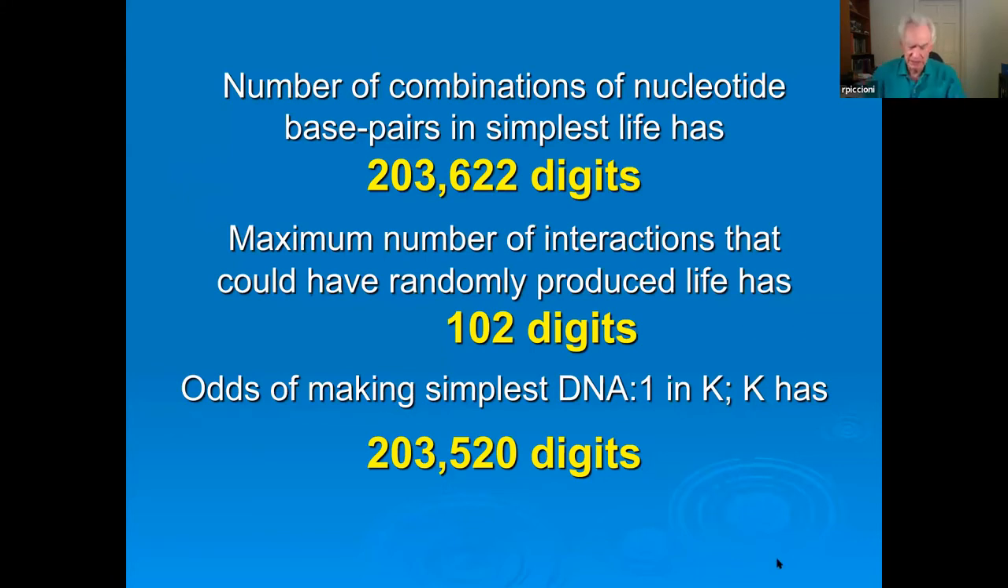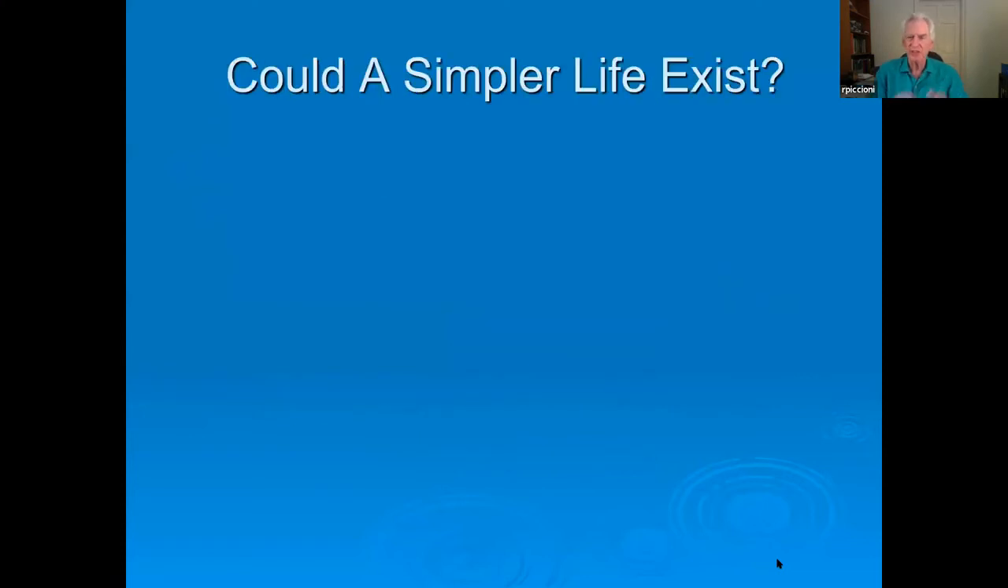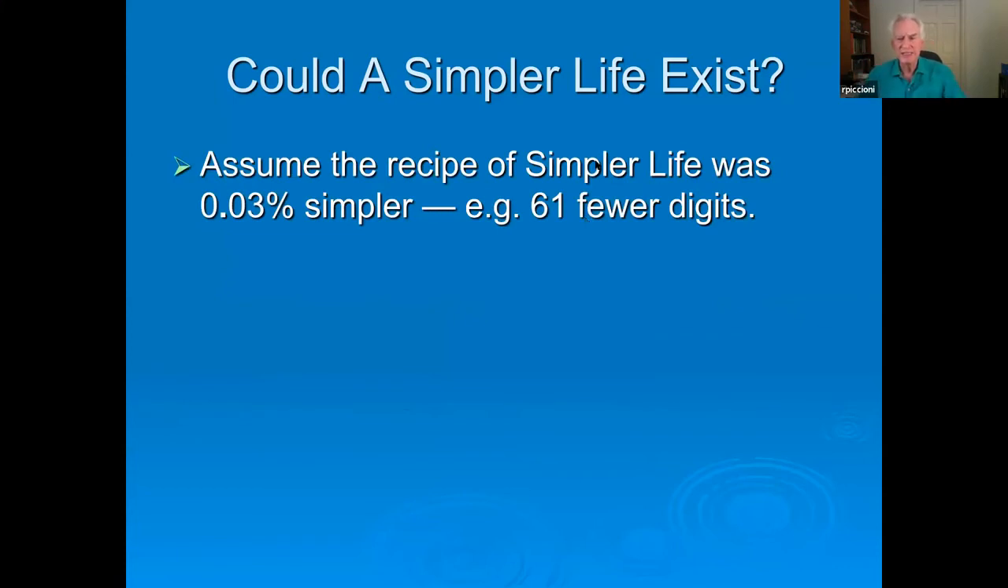Now you might say, a very good criticism of this would be that J. Craig Venter didn't find the simplest life. There is an even simpler life than the one he described. And let's assume, for sake of argument, that that simpler life was 0.03% simpler. Just a little bit simpler, right? Now, if it was 0.03% simpler, then instead of having 200,000 odd digits, it would have 61 fewer digits. That's 0.03% of 203,000.